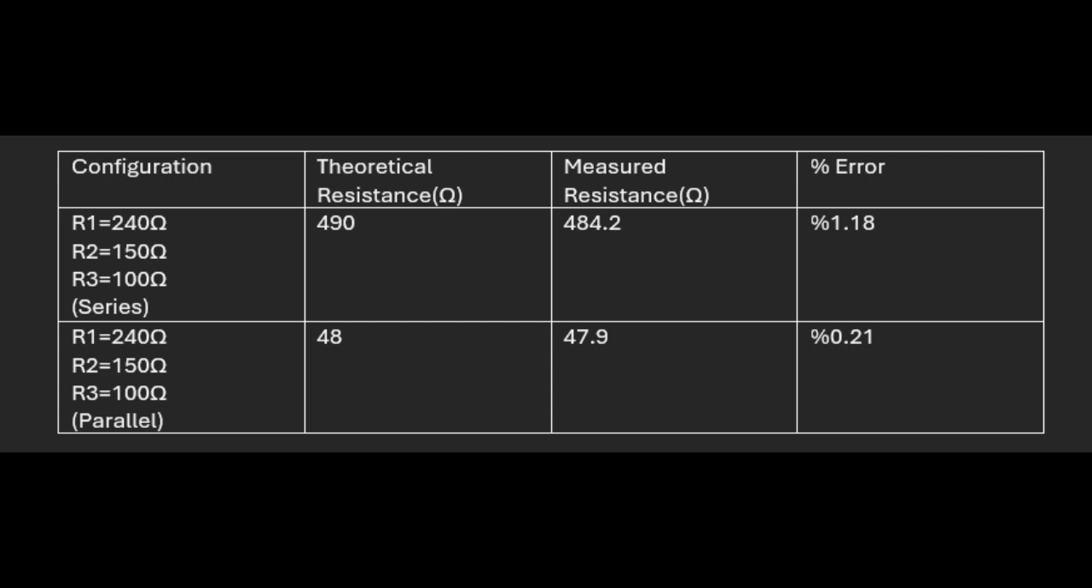These deviations may have been caused by resistor tolerances, because manufacturing tolerances typically add or subtract 5% from the marked resistance values. It may be caused by contact resistance, because wires and connection points introduce small additional resistances. It may be caused by multimeter accuracy, because measurement errors due to the device limitations may have occurred. The errors might also be caused by basic human error. All these contributed to small discrepancies between theoretical and experimental values.